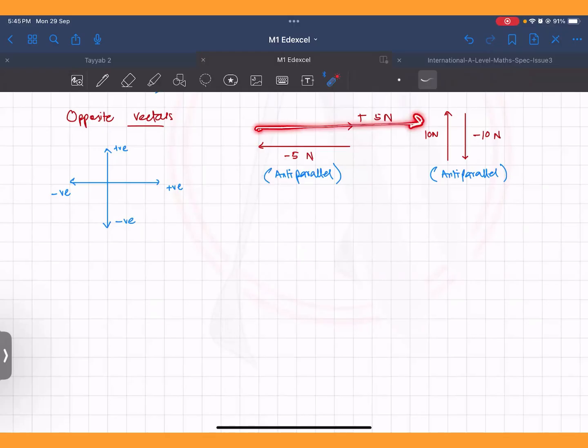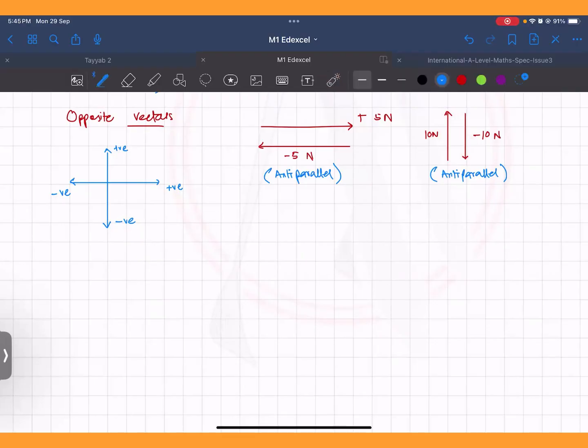This is going on the right side, this is going to the left side. Even if you extend these two for infinite length, they will never meet each other. So they are parallel, and they are anti-parallel because of the opposite direction. One is going to the left, the other is going to the right. This is going up, this is going down. They are parallel and they have the opposite direction. Anti-parallel. Got it.